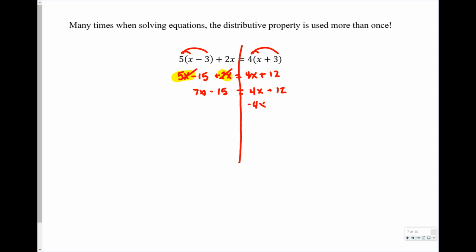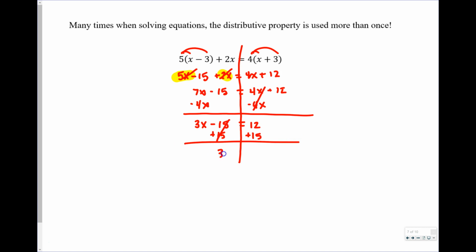So I'm going to subtract 4x on both sides. These cancel. 7 minus 4 is 3x. Bring down your negative 15. Bring down your 12. Now get those numbers over there. Draw your line. Cancel. 3x then equals 27. Divide both sides by 3. These cancel, and I get x equals 9. Okay? Cool. All right, 2 more.